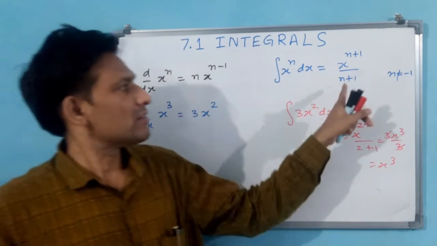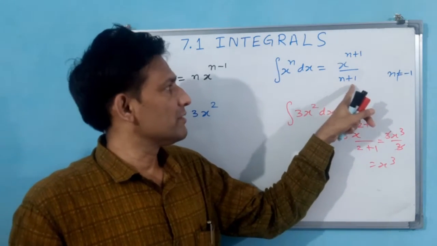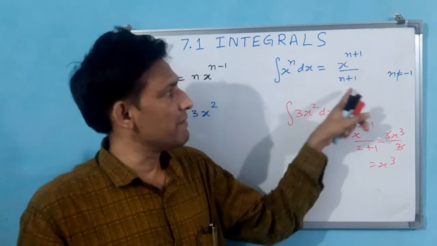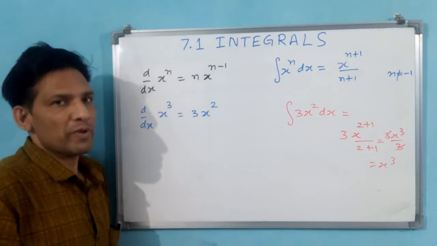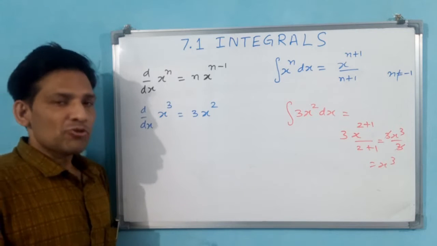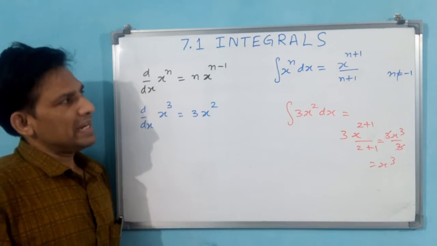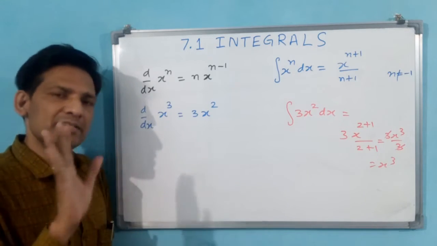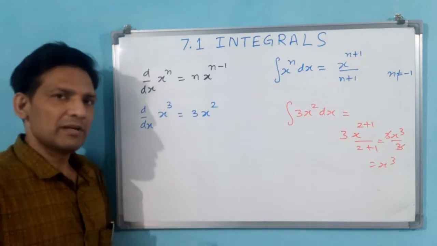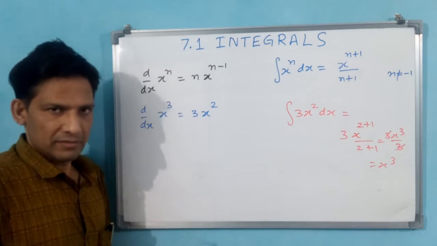If it is equal to minus 1, automatically what is going to happen? Zero will come in the denominator, and dividing by 0 is going to become undefined. Okay. That is why you should keep in your mind, n should not be equal to minus 1. If at all n is minus 1, that derivative and integral are separate. That we will see.